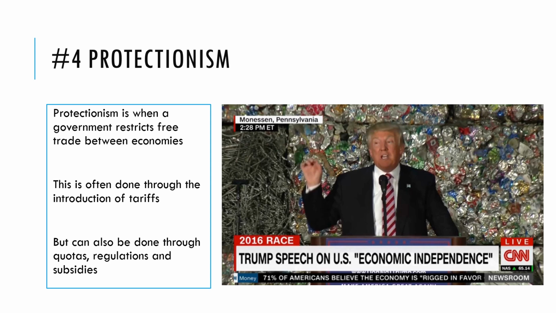It can also be done through quotas, setting a physical limit on the amount of imports, through certain regulations saying we won't allow you to buy something from another country if it doesn't meet certain environmental or health and safety regulations, and through subsidies, by giving companies money so they can lower their prices, so therefore people within the economy don't buy imports as much, they buy products from their own economy. So protectionism, the introduction of tariffs or taxes on goods and imports, quotas, regulations, subsidies, can restrict free trade between economies and reduce the level of imports, which may maintain aggregate demand within their own economy.